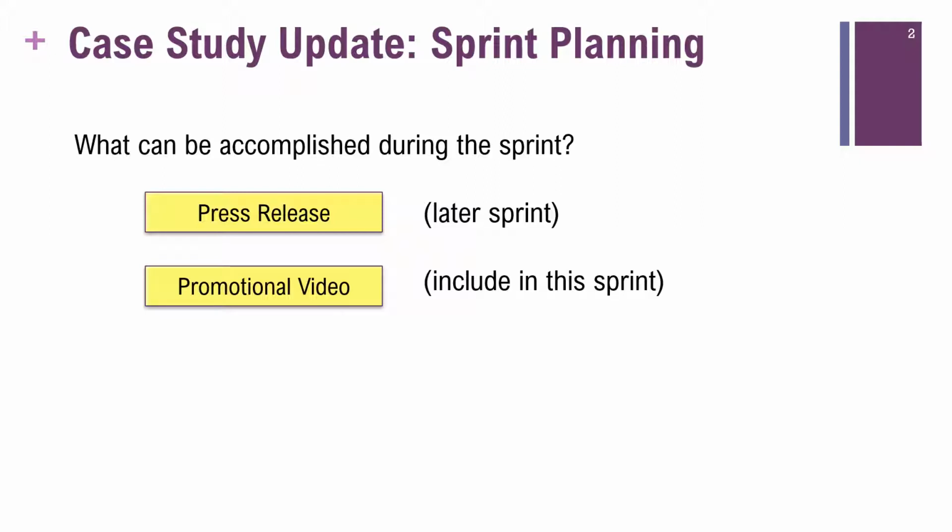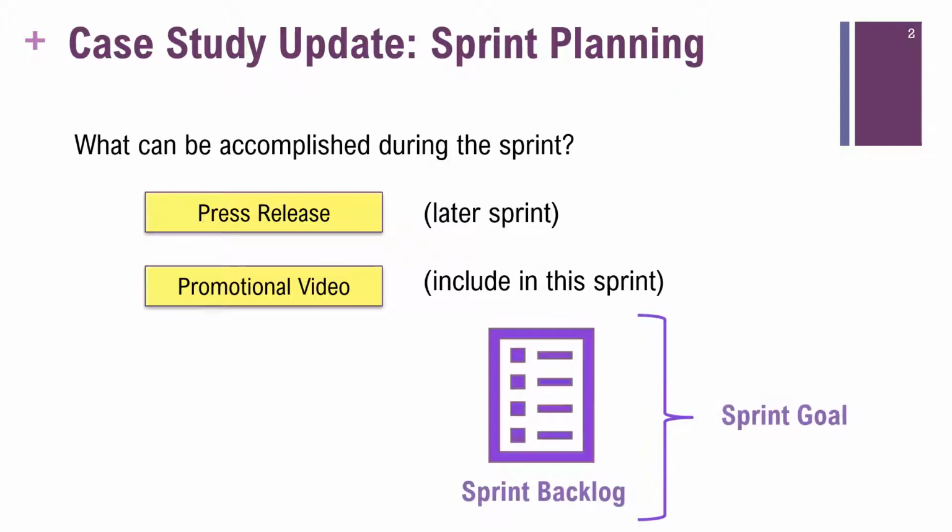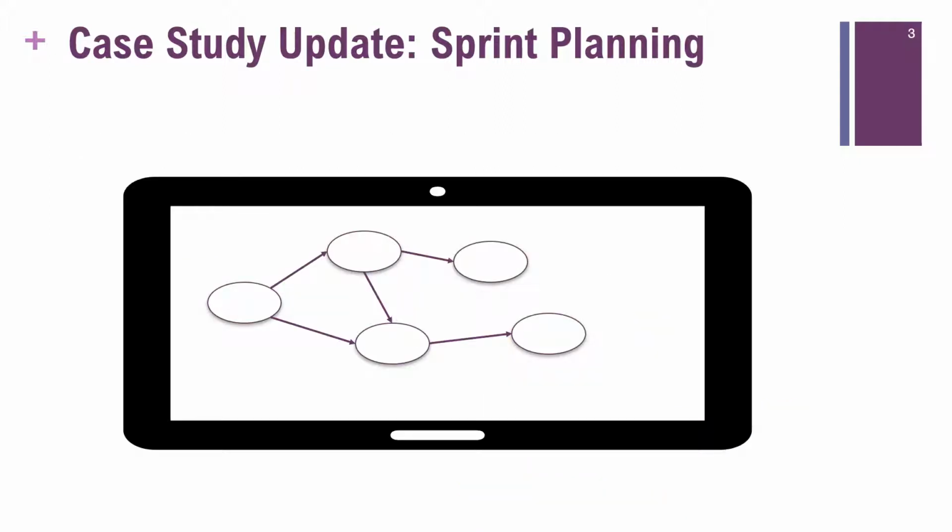The development team wants to complete as much as possible during the sprint. However, they don't want to overcommit and not be able to deliver the items by the end of the sprint. After extensive deliberation, the sprint backlog is created, resulting in the sprint goal. Next, the development team discusses how the work will be performed during the sprint.